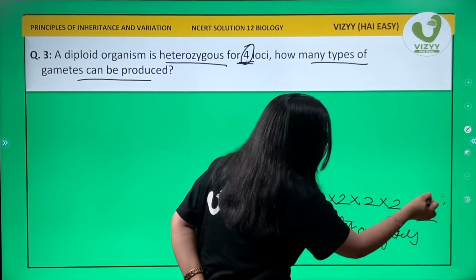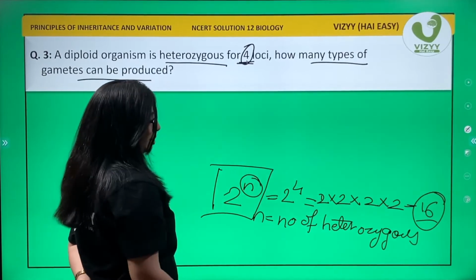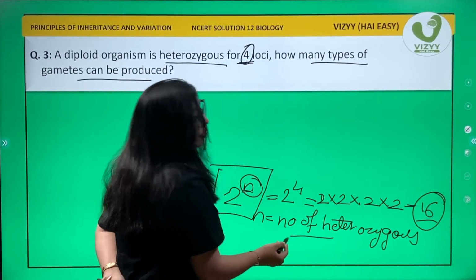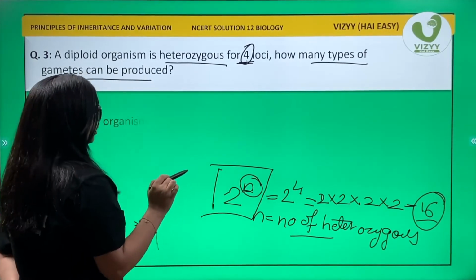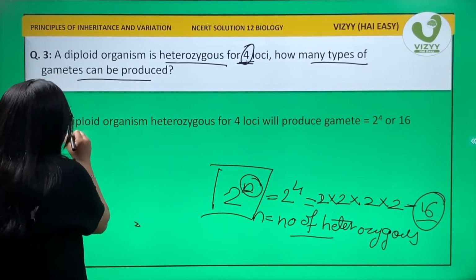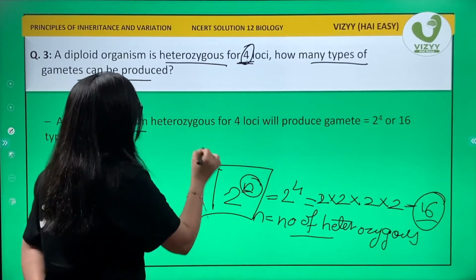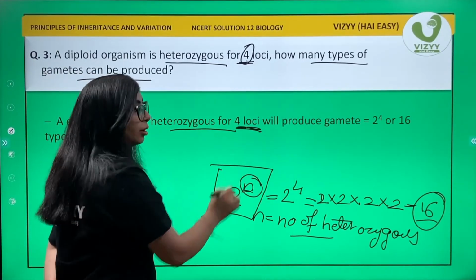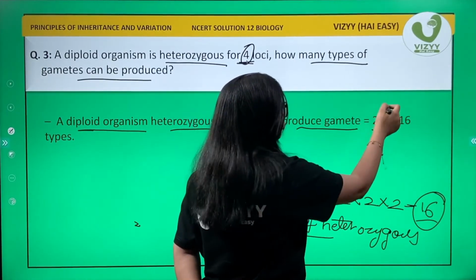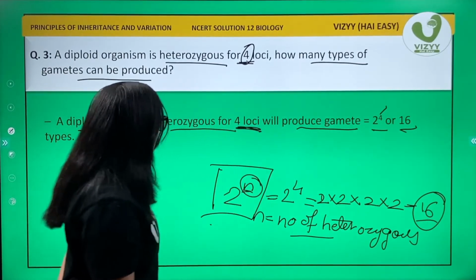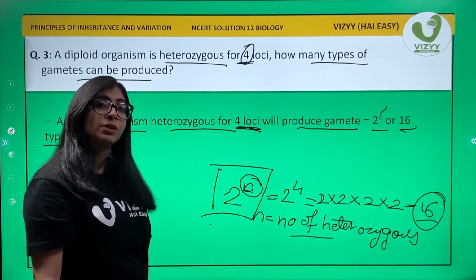Okay, students, so your answer over here is 16. But what you have to remember? You have to remember 2 raised to n, and n is equal to number of heterozygous. Now, how you're supposed to write this answer? It will go something like a diploid organism heterozygous at 4 loci will produce gametes 2 raised to 4. Okay, 2 raised to 4, that is 16 types. So there would be 16 types of gametes produced.